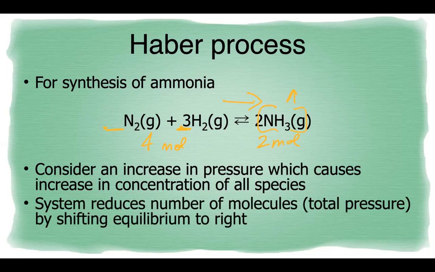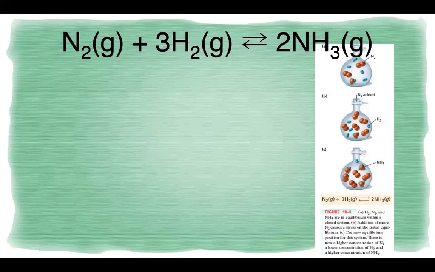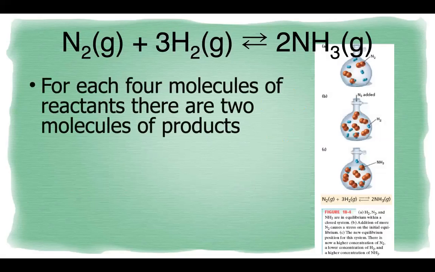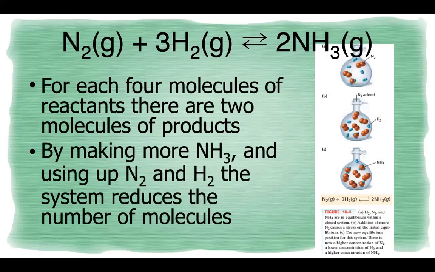So the equilibrium will shift to the right if we increase the pressure, because there are fewer moles of gas on the right than there are on the left. So always keep in mind that the system or equilibrium wants to reduce whatever stress you added. So it's going to move in a direction which reverses that stress. For each of the 4 molecules of reactants, there are 2 molecules of products. By making more ammonia and using up the nitrogen and hydrogen gas, the system reduces the number of molecules, thereby reducing the pressure.